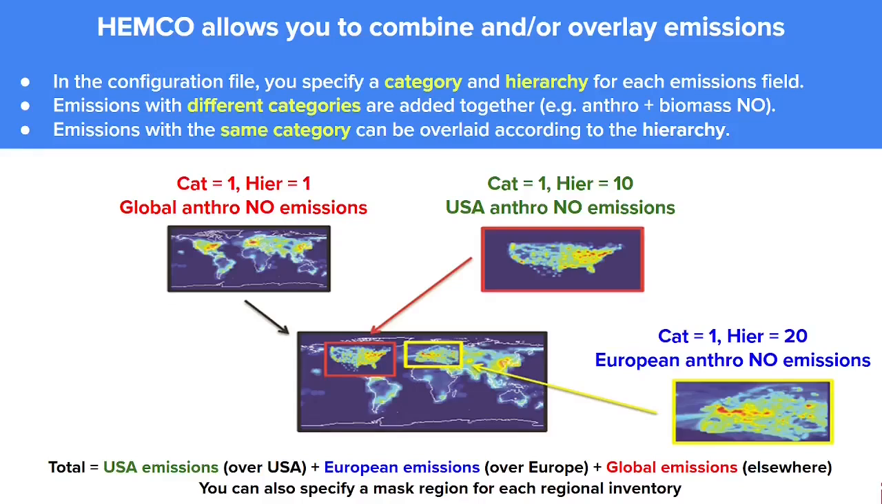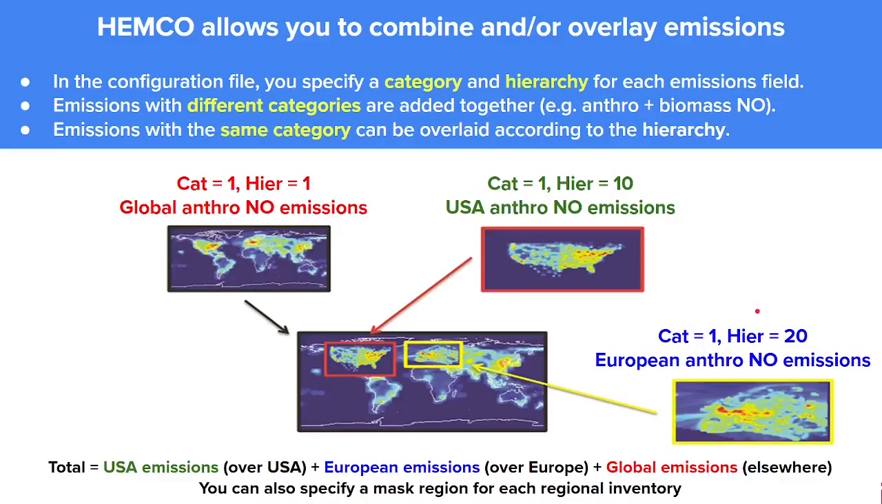The hierarchy value specifies in which order emissions of a given category should be applied. In the example above, we have these global emissions, which are category 1 for anthropogenic and hierarchy 1, because hierarchy 1 is the base layer. And then we're going to overlay on these some regional emissions over the US and some regional emissions over Europe. So for the US, we give it a higher hierarchy value, in this case 10 instead of 1. And for Europe, we give it another higher hierarchy value, in this case 20 instead of 1.